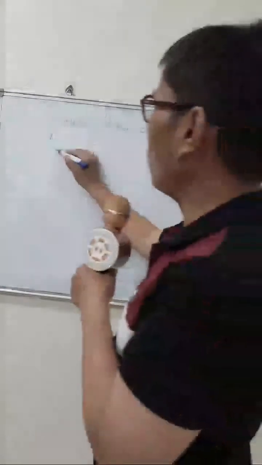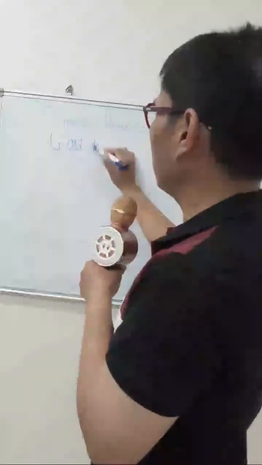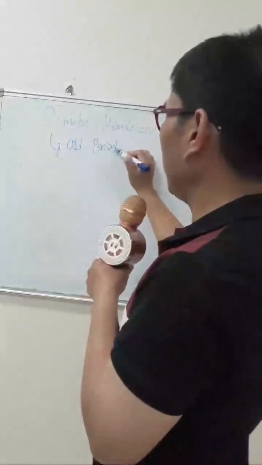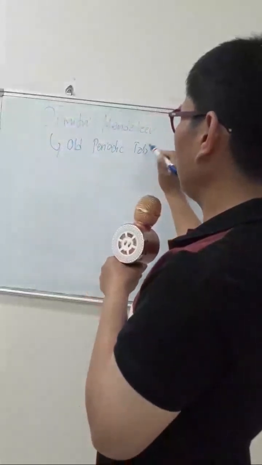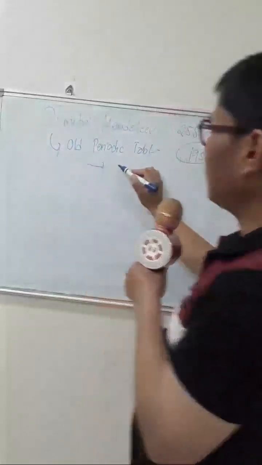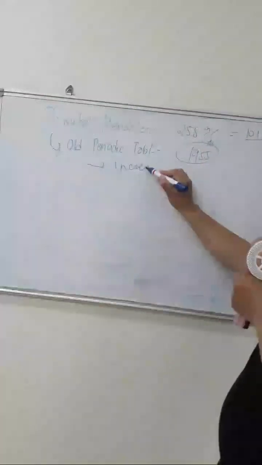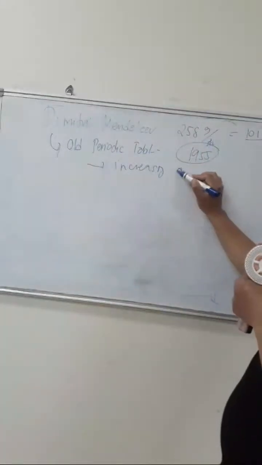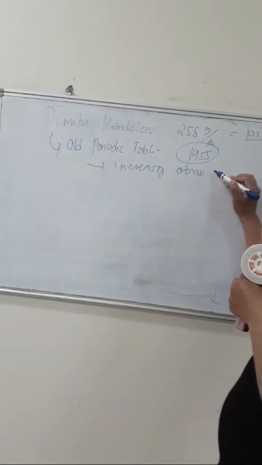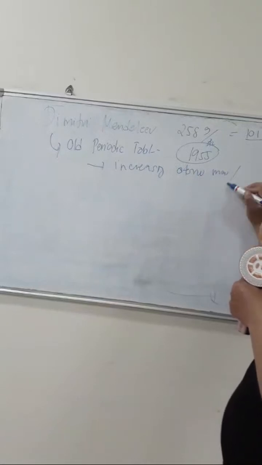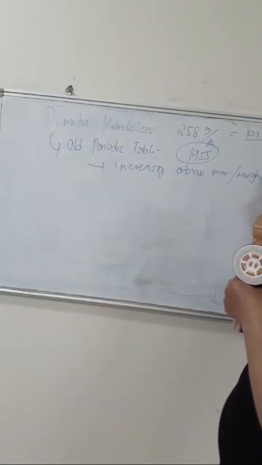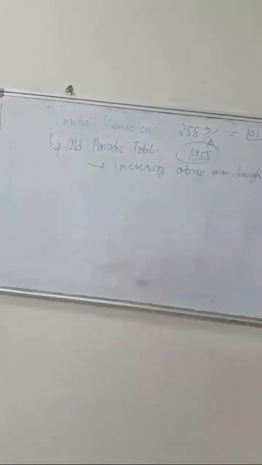Okay, this is the old periodic table. The old periodic table was arranged in increasing atomic mass, or atomic weight. No, atomic mass, atomic weight. Atomic number has no unit because it's a number, common sense. All numbers have no units because the word itself tells you there's no unit of measurement.